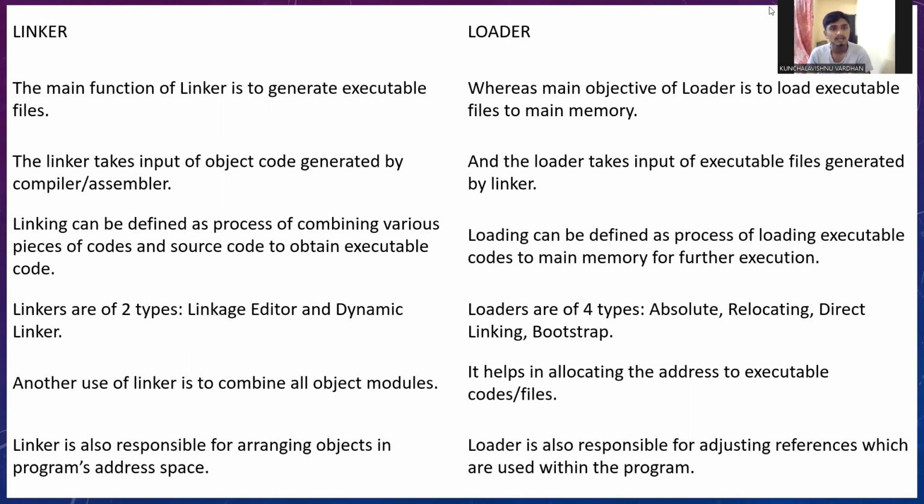The linker takes input of object code generated by the compiler or assembler, and the loader takes input of the executable file generated by the linker. So the linker takes object code generated by the compiler and the assembler, whereas the loader takes input of the executable file generated by the linker.